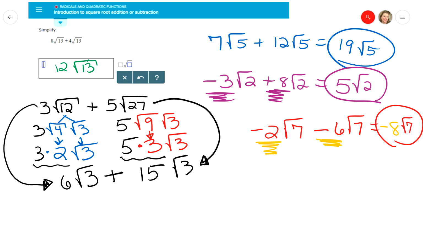And now I've got 6 square roots of 3 plus 15 square roots of 3. So altogether, that would be 21 square roots of 3. And that's how you would do that one, if they gave you one like that, where you had to simplify them.